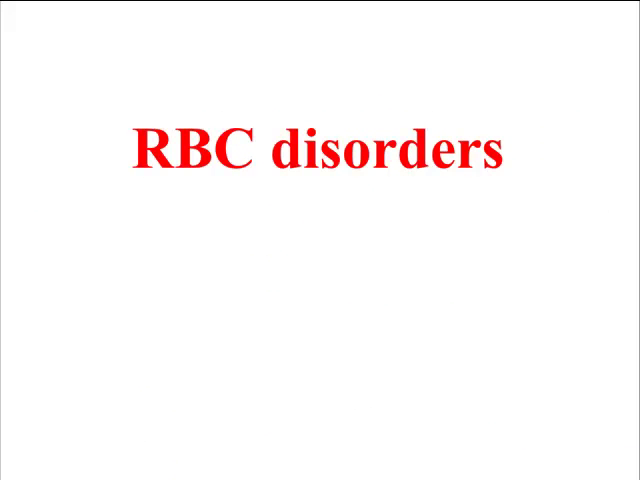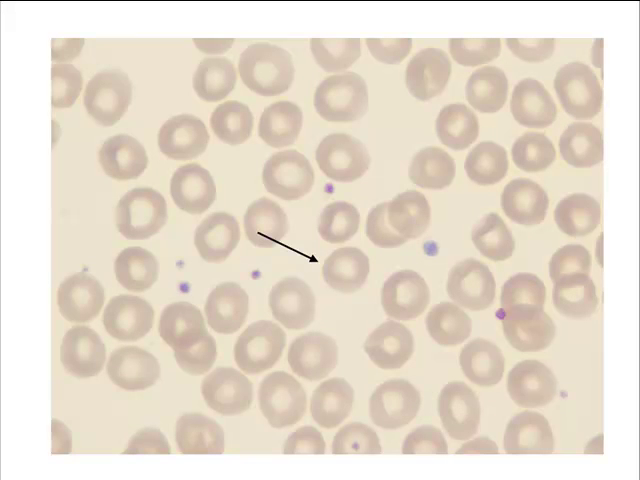Okay, we're going to start out with red blood cell disorders. This is a microscope slide of red blood cells. This is using a Wright stain. This is what red blood cells would look like under the microscope.